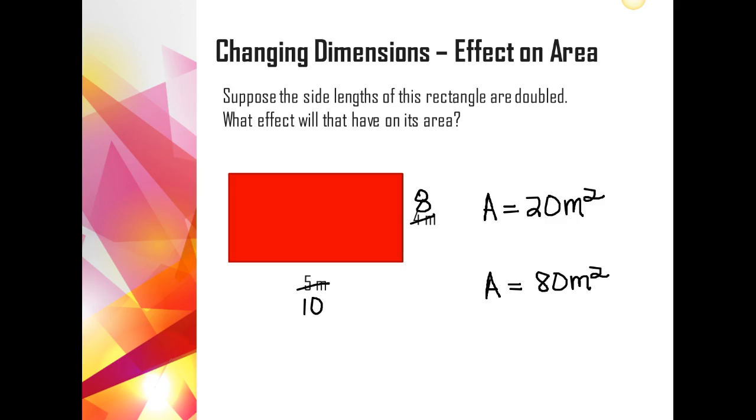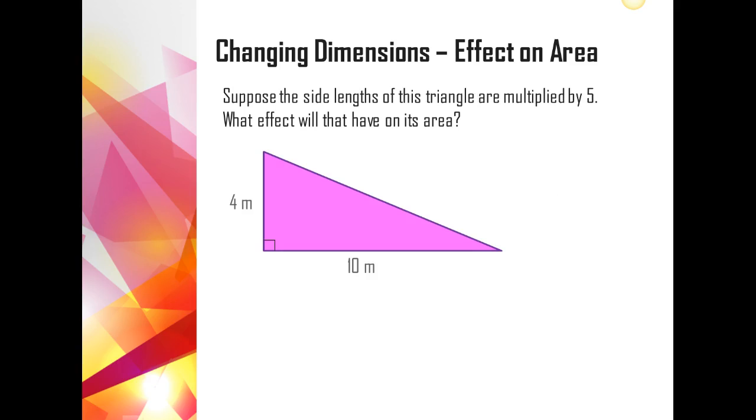We can see that finding a new area is not the same as finding a new perimeter. Instead of being 2 times larger than the original area, our new area is 4 times larger. Let's investigate further. Suppose the side lengths of this triangle are multiplied by 5. What effect will that have on its area?